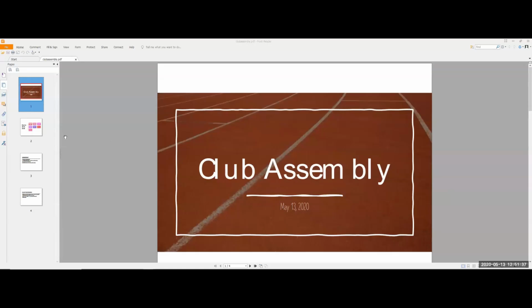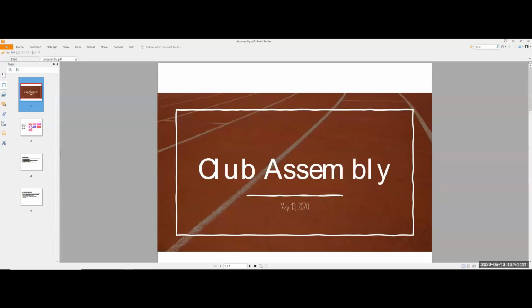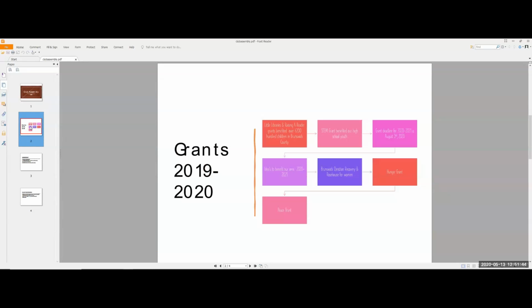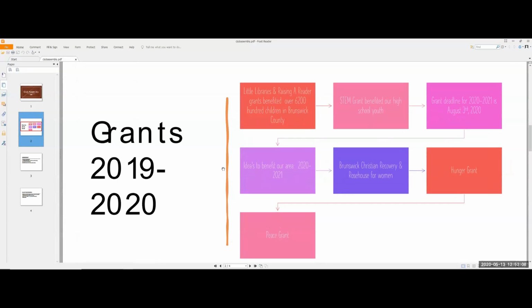Okay. So today is our club assembly, and we're going to talk about 3 different areas. To start with, we'll talk about the grants. We have completed our grants for 2019-2020. The deadline to get ready for Daryl's year will start June the 1st. And I think the deadline is August.